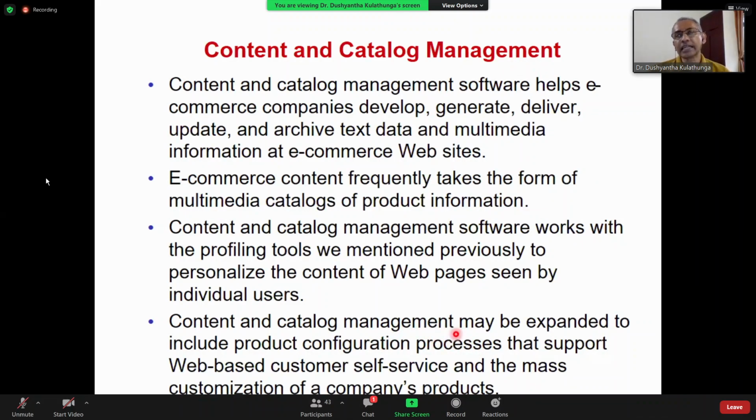So that is product information, and managing product information on a website is done by this content and catalog management software. Therefore, when it comes to a customization process, the customer will have to be guided in the customization process. So when guiding, the necessary information will have to be provided whenever the customer requires it. That is supported by this content and catalog management software. That is what I mentioned.